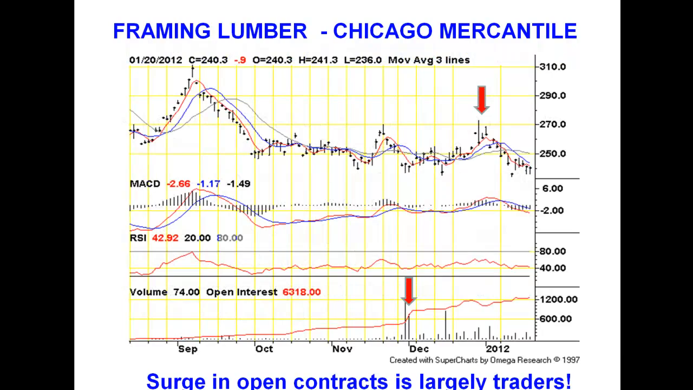Let's start with lumber. One of the things, and we've talked about this in our previous webinars, we like to talk to sales agents. We like to see what the prices are. We like to see what the volume is. But that's really just one part of the overall climate and how we can measure the climate. We like to look at lumber here. This is framing lumber from the Chicago Mercantile Exchange.